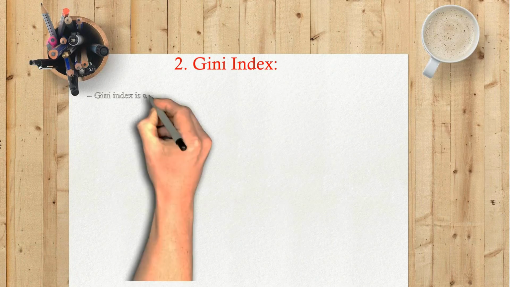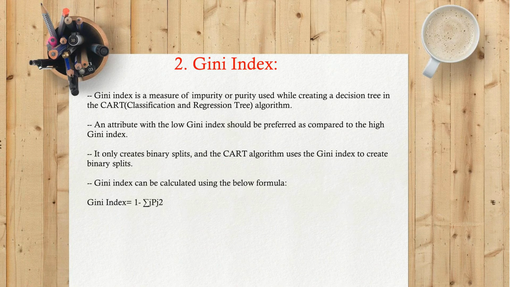(2) Gini index. Gini index is a measure of impurity or purity used while creating a decision tree in the CART (classification and regression tree) algorithm. An attribute with a low Gini index should be preferred as compared to a high Gini index. It only creates binary splits, and the CART algorithm uses the Gini index to create binary splits. Gini index can be calculated using the below formula.